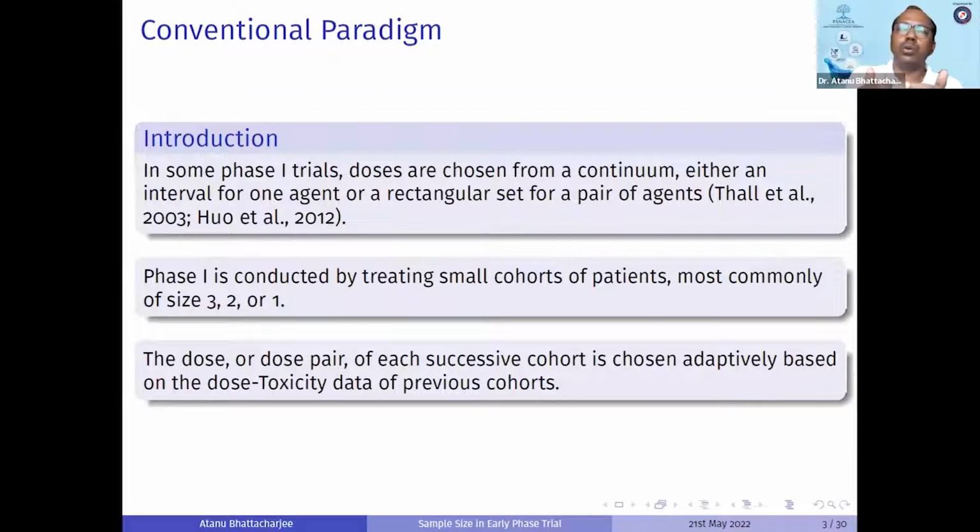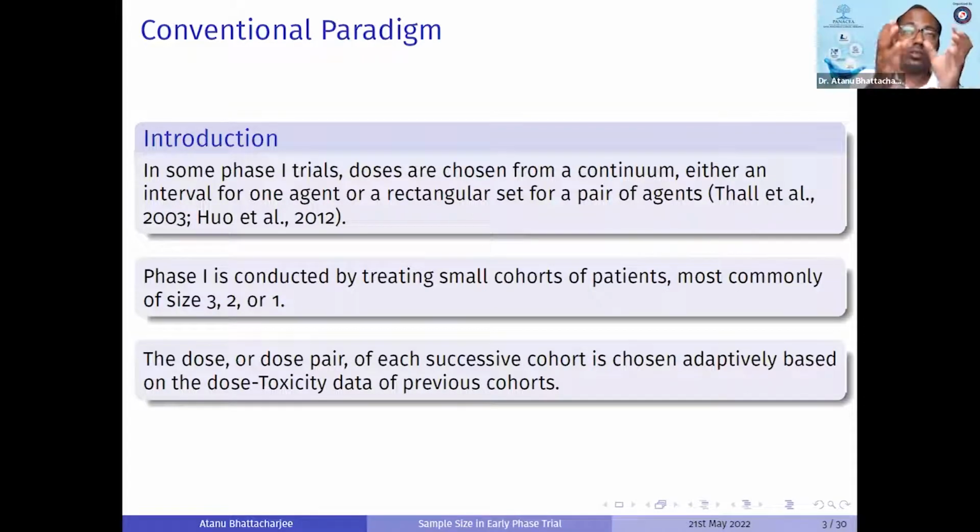Then we pursue further and keep on taking more patients. So that is not the conventional way of sample size calculation. In the conventional way of sample size calculation, always keep in mind how many patients you need until we conduct the study.